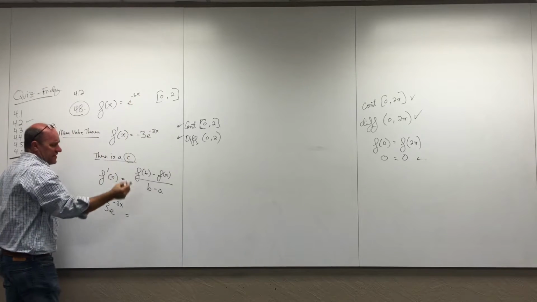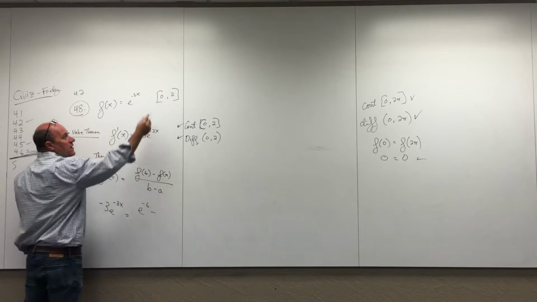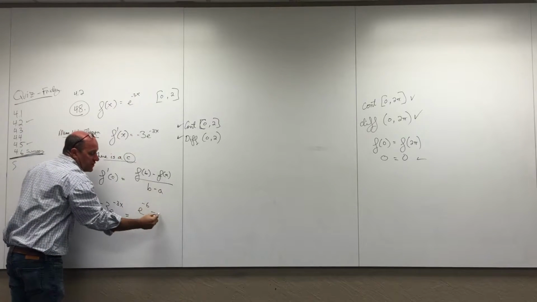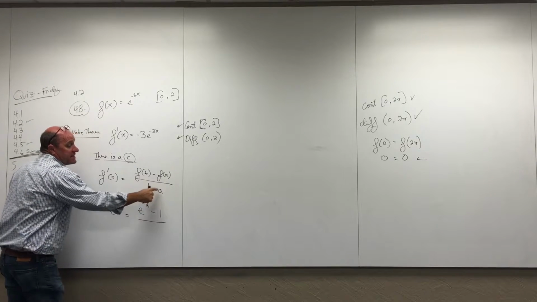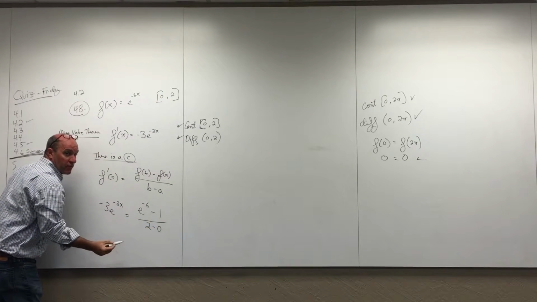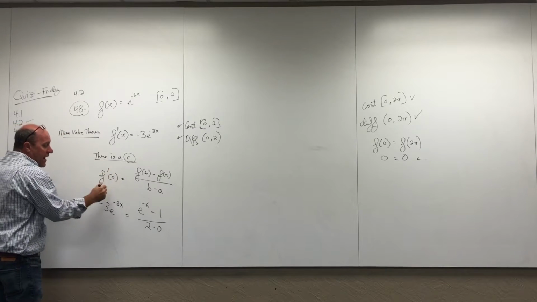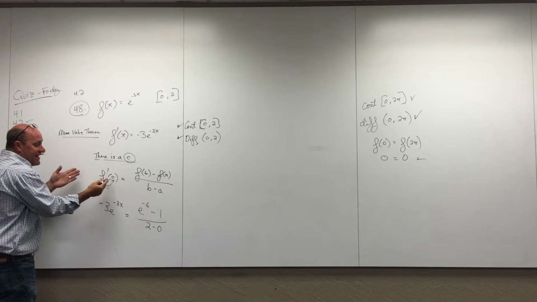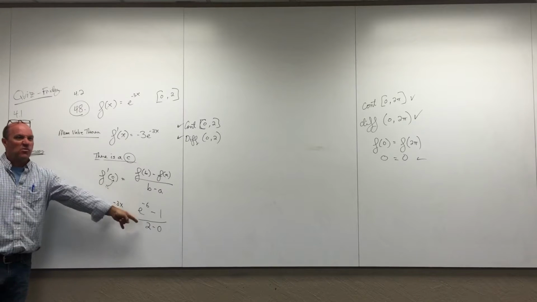If I take a 2 and plug it in the function, I get e to the negative 6, minus, plug a 0 in that function. You know what you get when you plug a 0 in that function? 1. Thank you. e to the 0, which is 1. All over the b minus the a. The b minus the a is 2 minus 0, which is 2. Okay, so they're saying that somewhere, look for this c, find this c, somewhere the slope equals that. Find the place where the slope equals that.